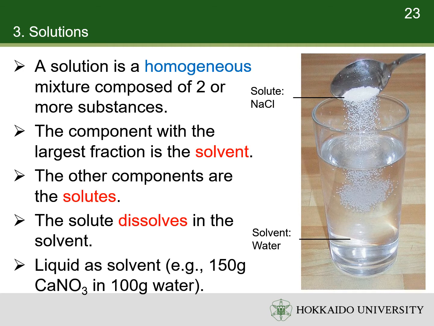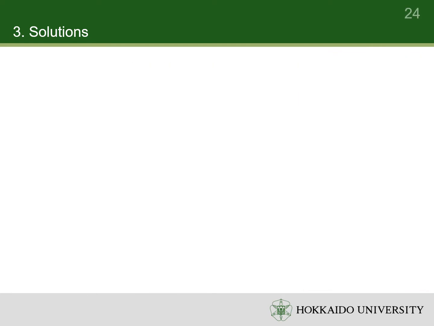However, if a solid and a liquid form a solution, the liquid is called the solvent, even if the solid has a higher fraction. For example, when 150 grams of calcium nitrate is dissolved in 100 grams of water, calcium nitrate is the solute, while water is the solvent. Though in most cases, the solutions under discussion are liquids, the mixtures of gases are also solutions.